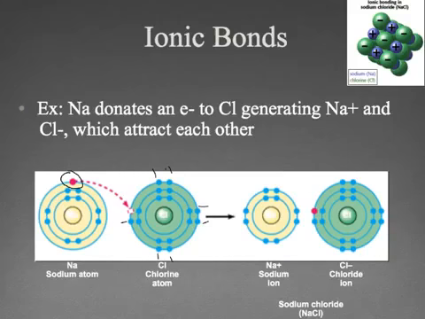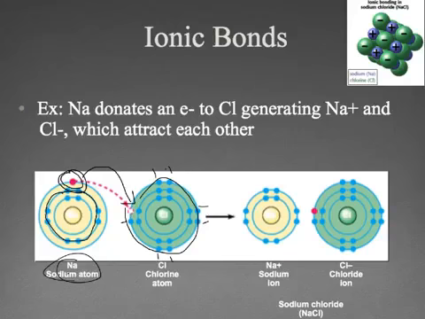So what happens is this electron right here gets donated to chlorine. And now sodium is missing an electron, so it has a full second ring. And chlorine has gained an electron, so it has a full third ring. And because sodium lost an electron, it now has 1 less electron than proton, so it has a +1 charge. It's given away an electron, so it has an extra proton. Chlorine has gained an electron, so it's gained a negative charge. And this positive and negative attract one another, and we get NaCl. We get an ionic bond.